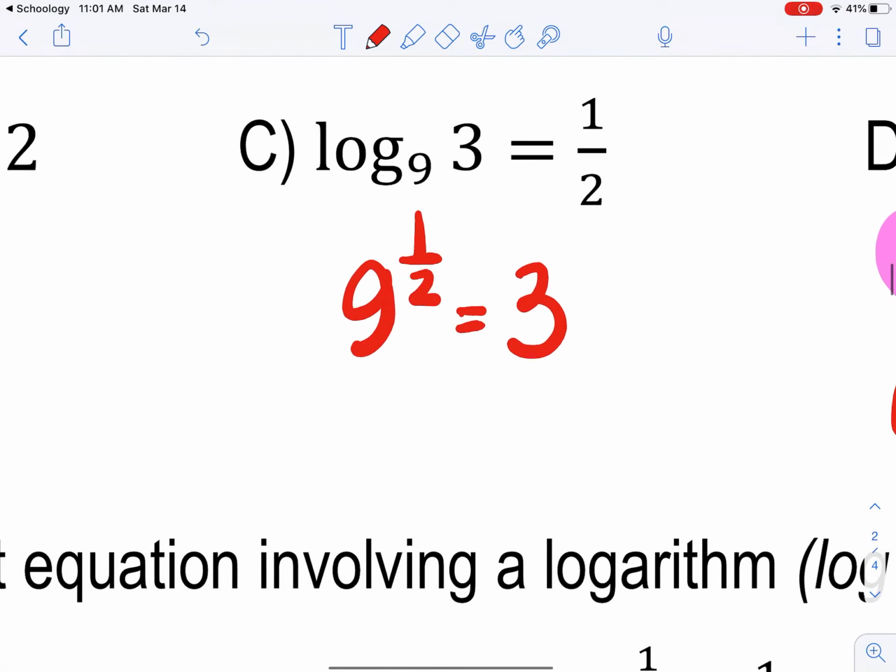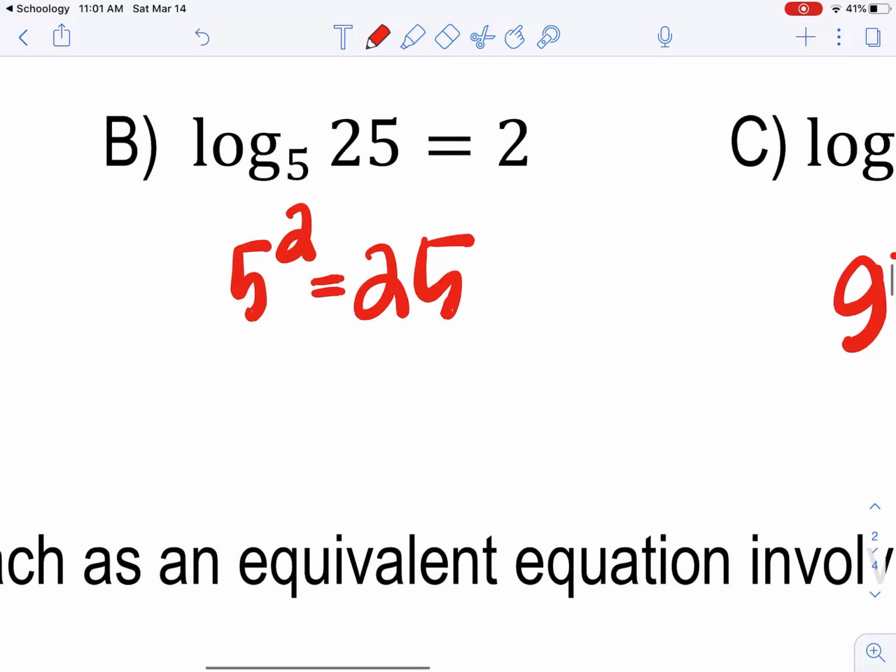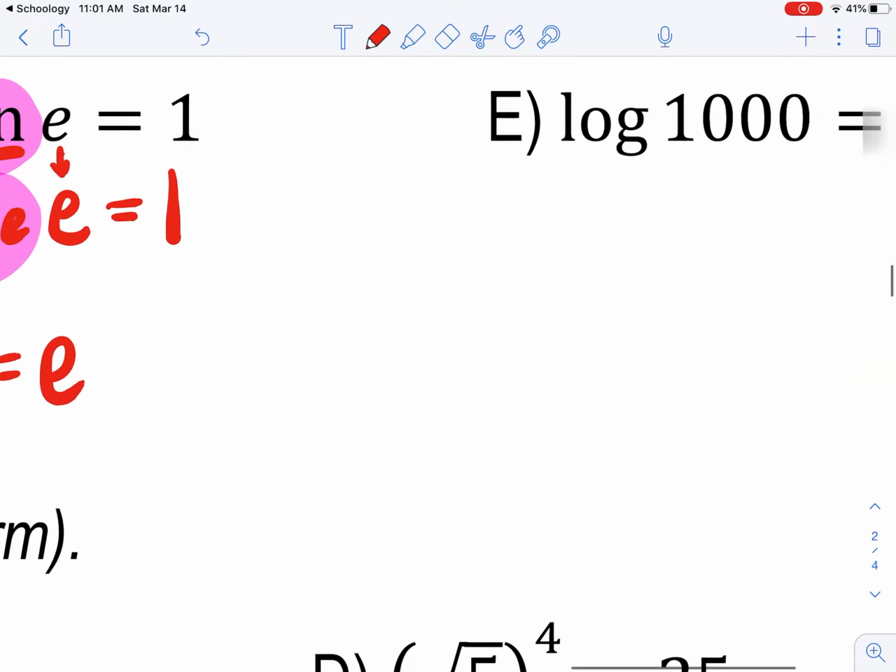If you look back here, c still makes sense. 9 to the 1/2 power is 3. 1/2 power is the same thing as square root. 5 squared is 25. Still makes sense.